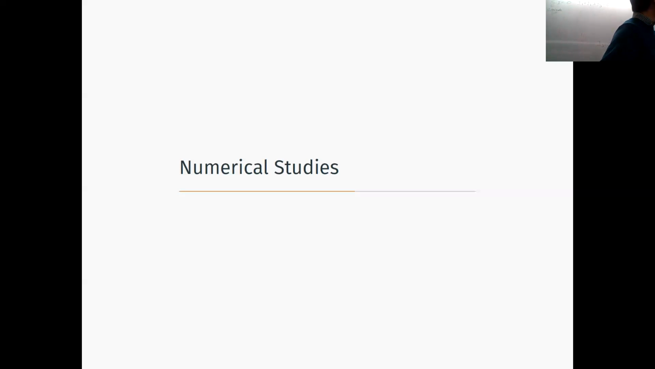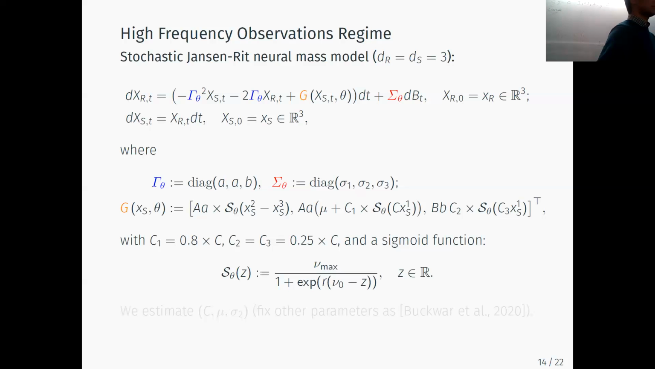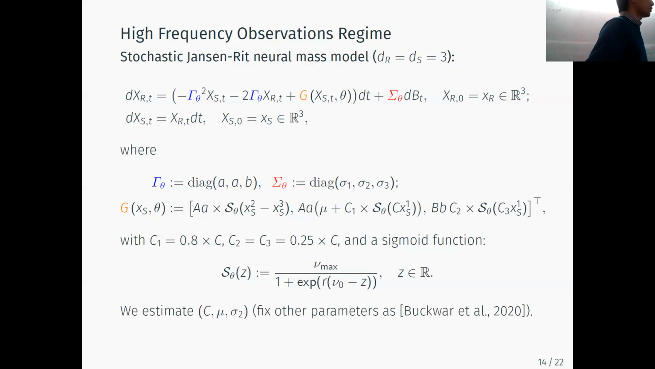So let's see the numerical results. Firstly, we consider the high frequency observation regime. We consider a 6-dimensional SDE. This is a hypo-elliptic diffusion, with a 3-dimensional rough component and a 3-dimensional smooth component. I will skip the details of the model, but yes, this is actually a hypo-elliptic diffusion. And we try to estimate three parameters, C, mu, sigma 2, by following similar experiments from the earlier literature.